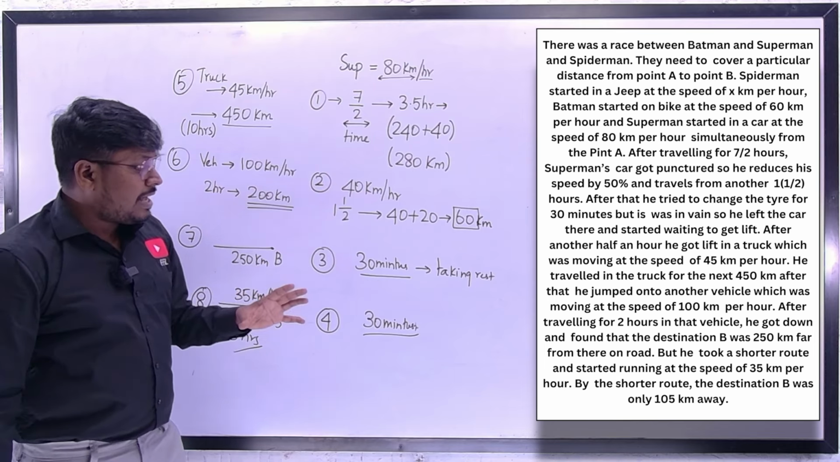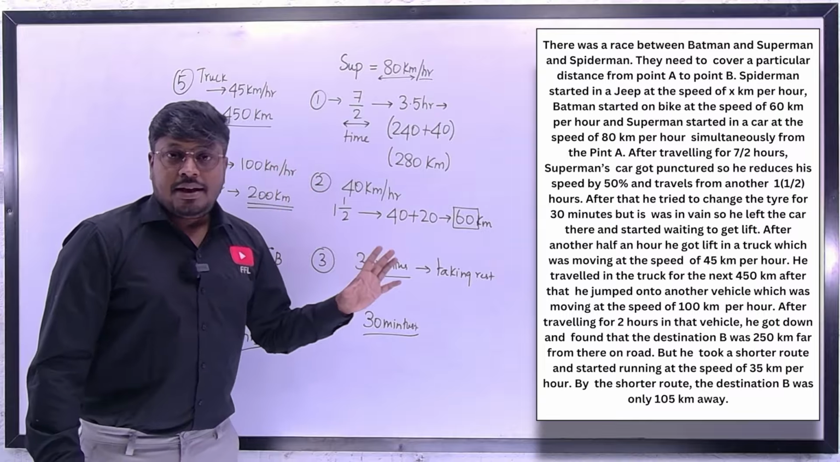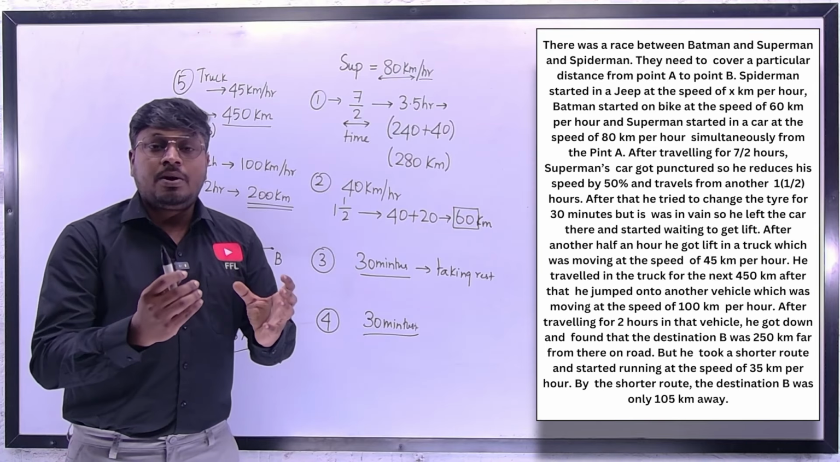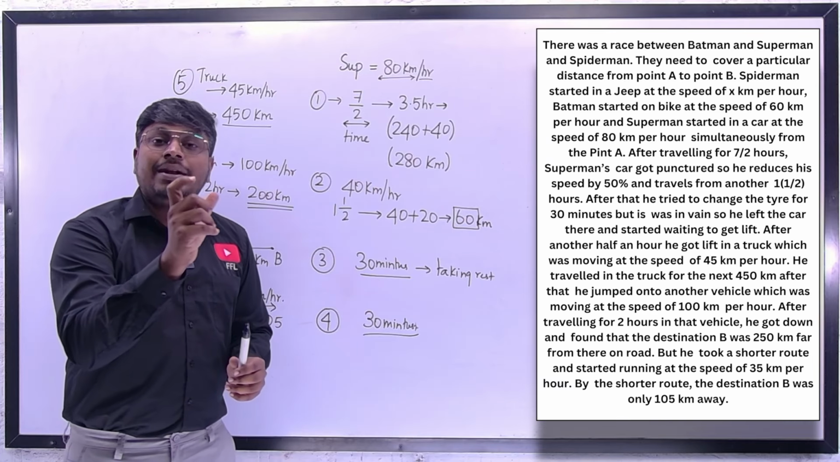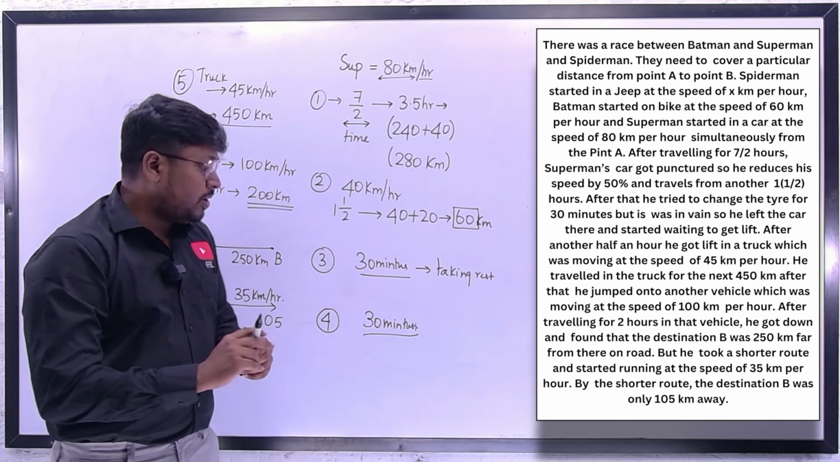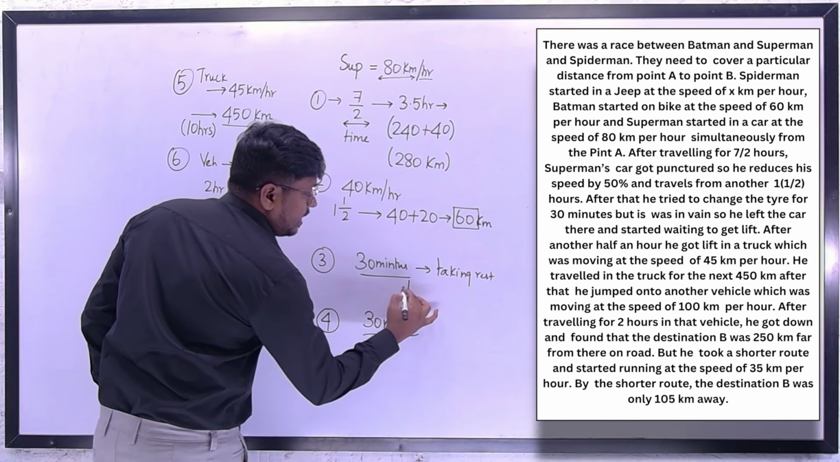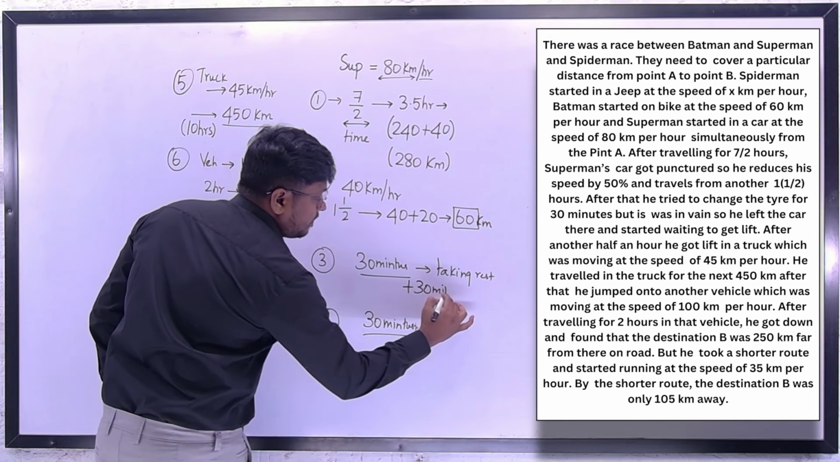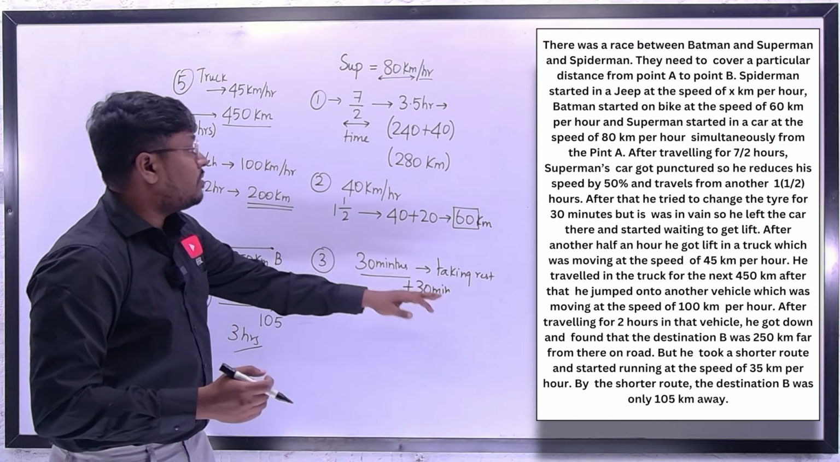So friends, just listen carefully. After reading the complete passage and all the points, what we can easily find is the distance between A and B. Because, let's see, I don't have place here. Okay, I write extra 30 minutes. Sorry, I don't have place to write because here you have the question.